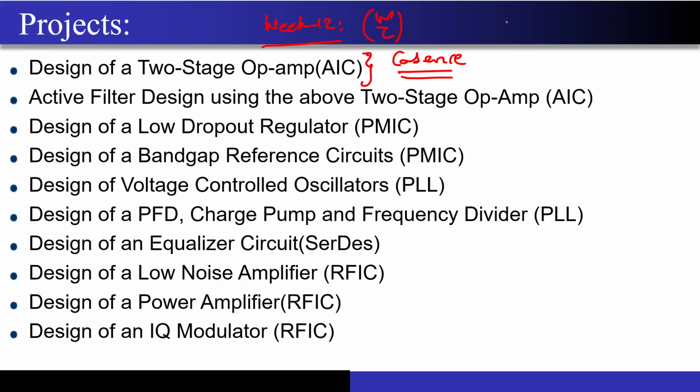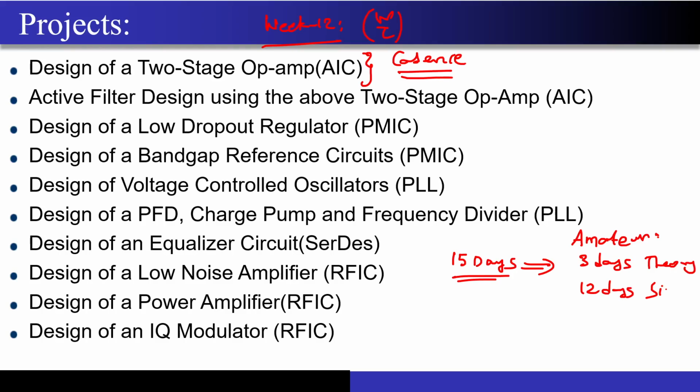But remember, the way a circuit designer actually designs, I am talking about the professional circuit designer. So let's say you have been given 15 days to design a two-stage op-amp for, let's say, a low dropout regulator, correct? That low dropout regulator has a two-stage op-amp inbuilt in it, correct? So your boss gave you 15 days. So now, as an amateur circuit designer, when I was in my first or second year, how I used to design the circuit? It was something like 3 days to understand the theory, and then 12 days I used to play on the simulator.